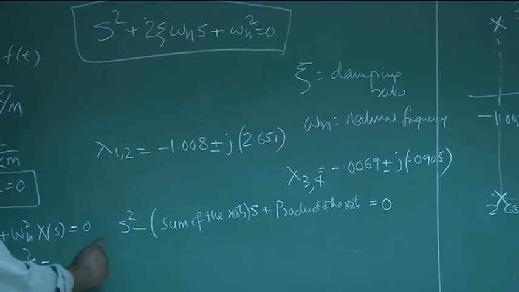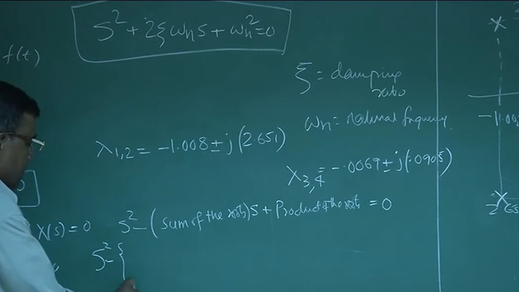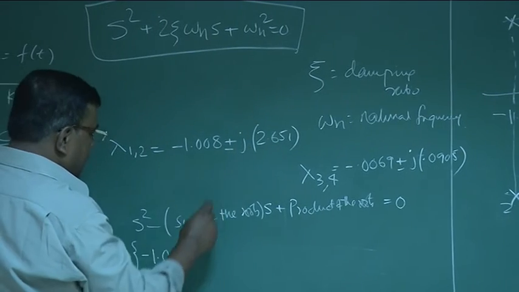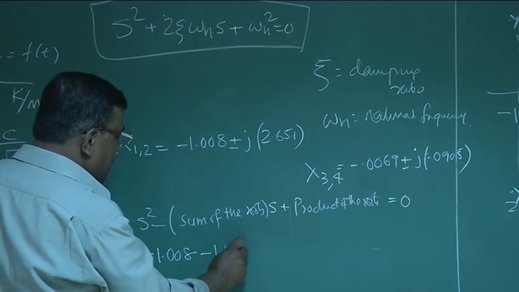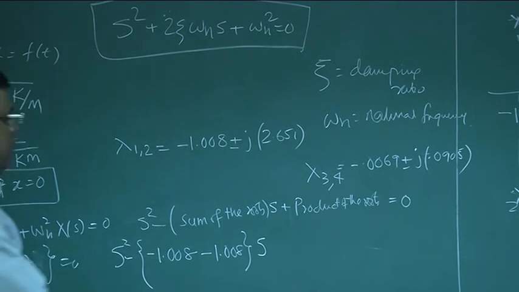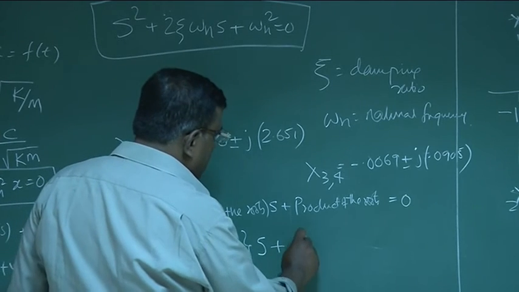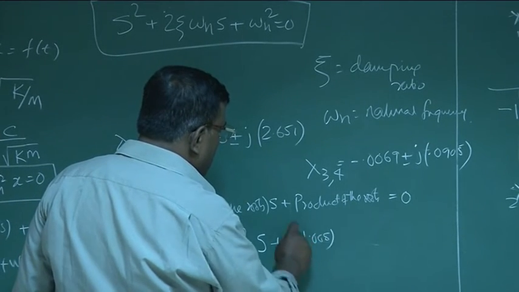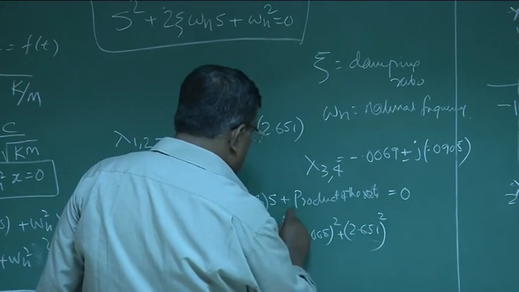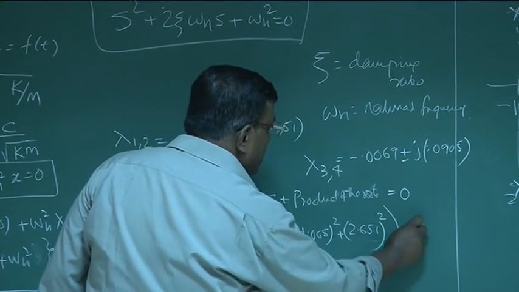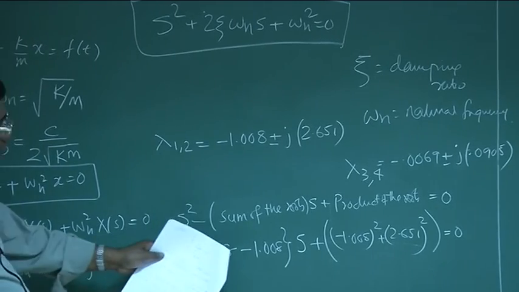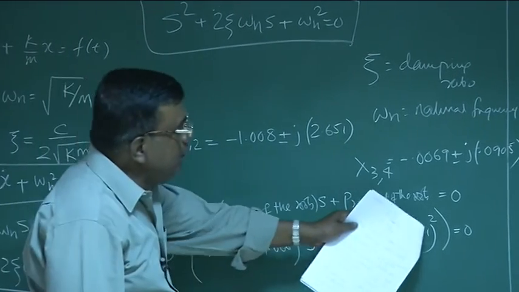So what is the meaning of that? s square minus sum of the roots. Sum of the roots means minus 1.008, and this plus minus this will get cancelled, so again minus 1.008. So this is into s, correct, plus product. Product means you can understand this will be minus 1.008 whole square plus 2.651 whole square. This will be equal to 0. So you will get an equation of s square plus some number s plus some number equal to 0.